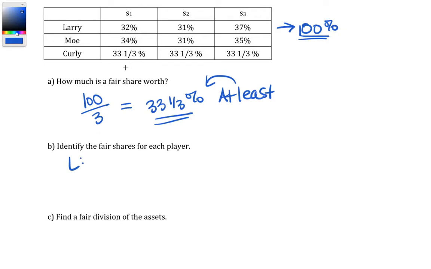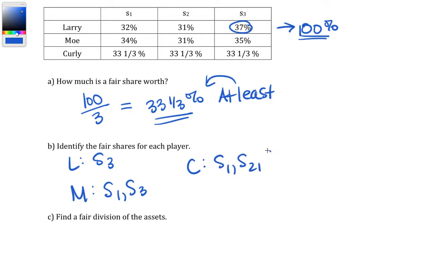Okay, fair shares for each player. Well, Larry, if we look at him, the only one that he values above 33 and a third is S3. That's the only fair share to him. Moe, S2 is below the fair share, but S1 and S3 are both above it. And Curly, every share is right at that fair share mark. So he values S1, S2, and S3 as fair shares.